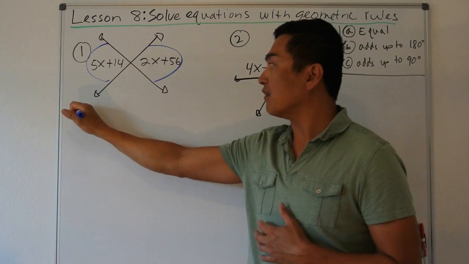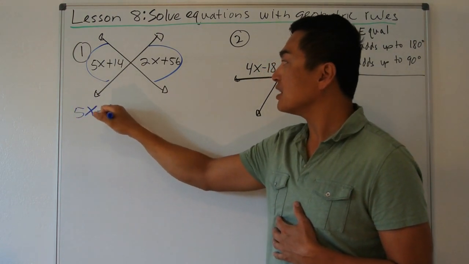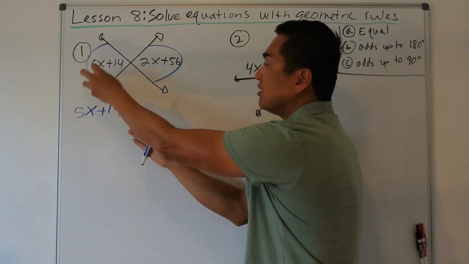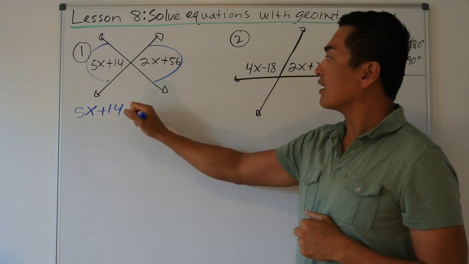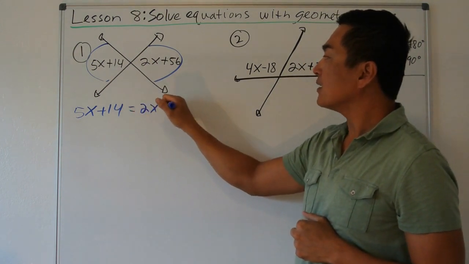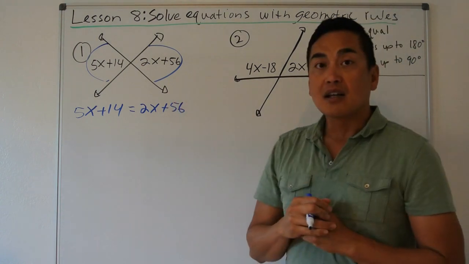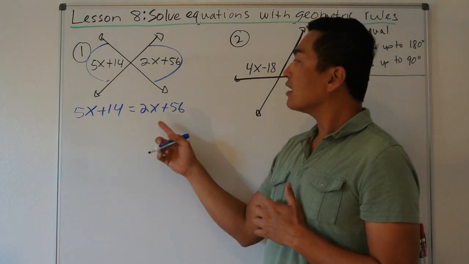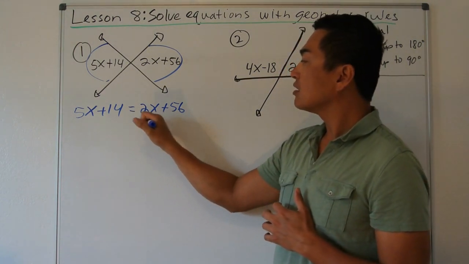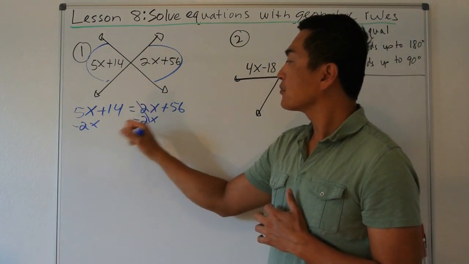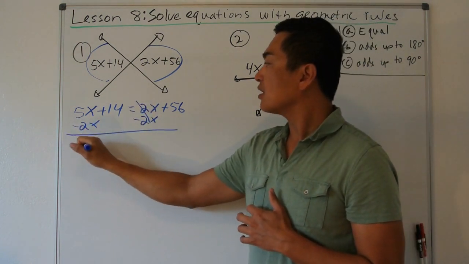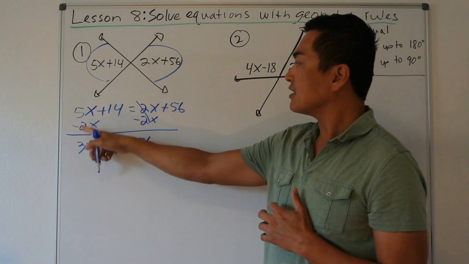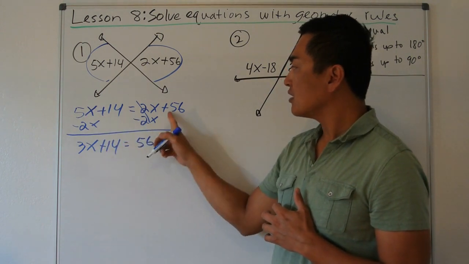So I'm going to rewrite that. 5x plus 14. This angle is a combination of both of them. So this whole angle here has to be equal to that angle there, which is 2x plus 56. Now we are going to solve this, so we're combining geometric rules with solving equations. I'm going to go ahead and remove the variable first. That will give me 3x plus 14, and this side would just be 56. Again, that's 3x plus 14 equals 56.